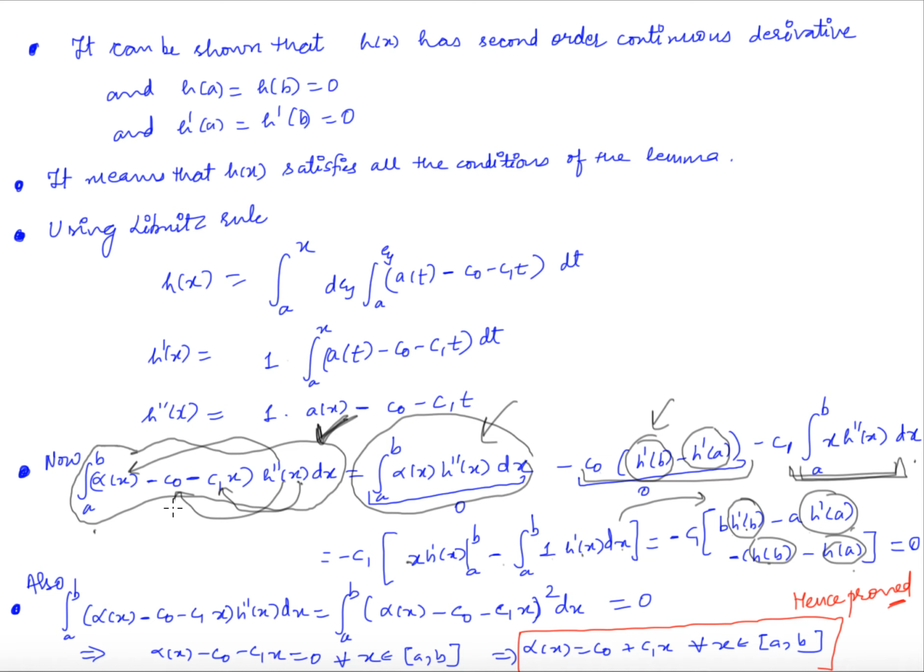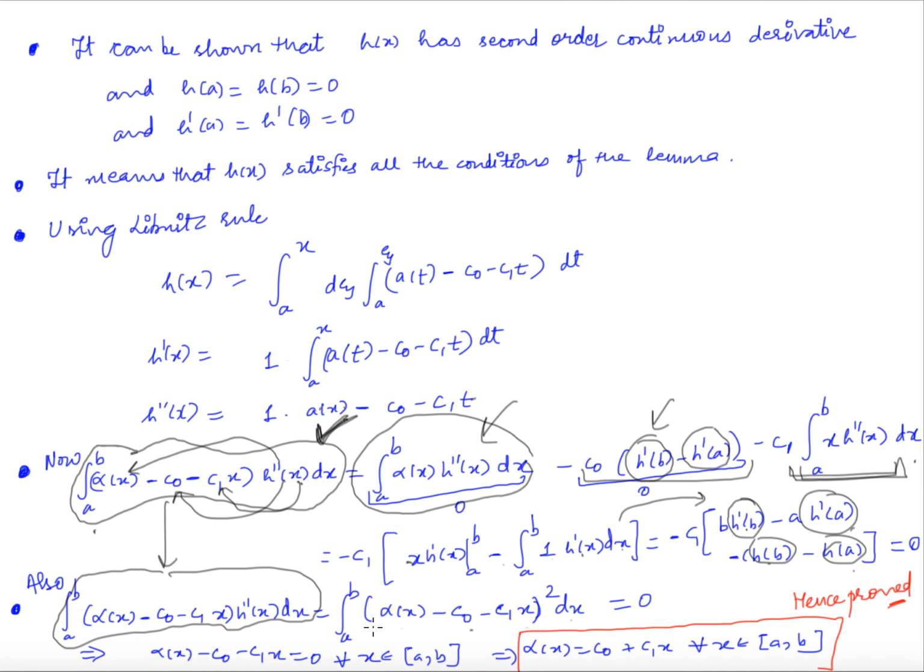Okay. Now there is a second way to integrate this. We have computed our h''(x). What was that? That is alpha(x) - c0 - c1 x. So this integral is actually the integral of (alpha(x) - c0 - c1 x) squared dx, right? And because these are similar integrals, in the first approach you have seen that this integral is equal to 0, therefore this is equal to 0.